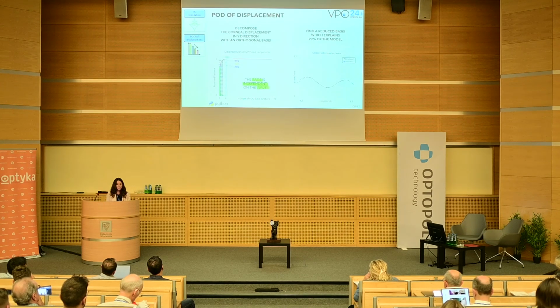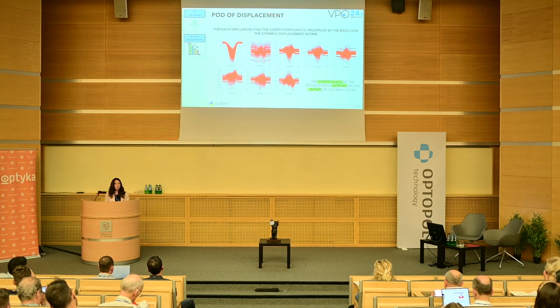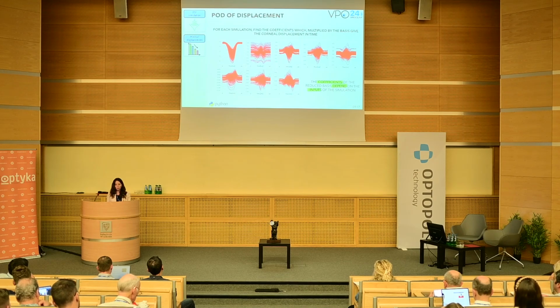It is important to state that the basis we found is the same for all the simulations we run. So the basis is not dependent on the inputs of the simulation. So we need to compute some coefficients which, multiplied by the basis, can give us the corneal displacement during the air puff.